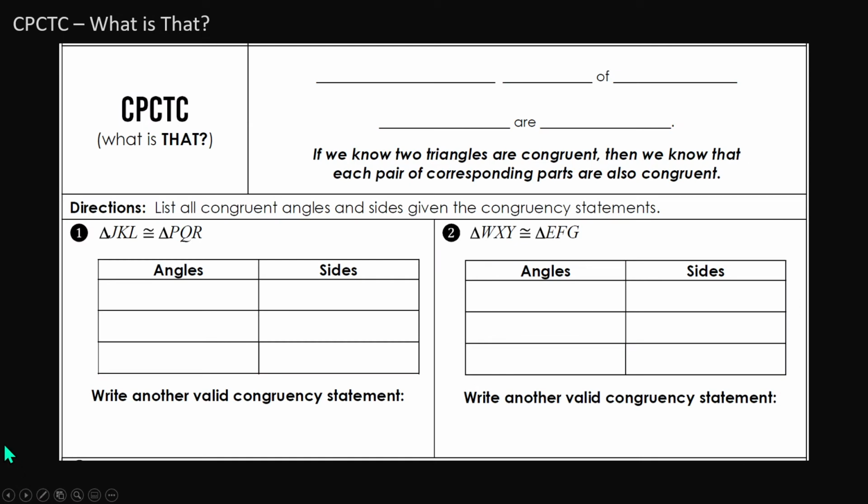So once we know that triangles are congruent, we can use something called CPCTC. So let me talk about what this acronym means. It means corresponding, that's the first C, corresponding parts of congruent triangles are congruent. Basically what we said with a congruency statement. So by this property, CPCTC, corresponding parts of congruent triangles are congruent. We know if two triangles are congruent, that each pair of corresponding parts are also congruent.